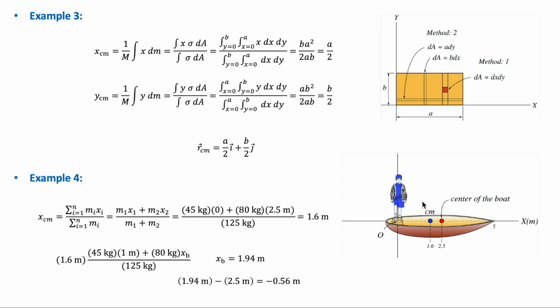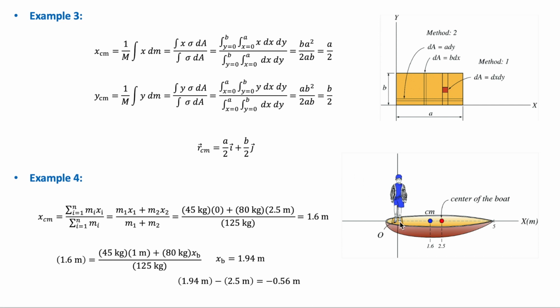So suppose now that the boat is a symmetric homogeneous object where its center of mass is located at its geometric center. So the center of mass of the boat is at a distance of 2.5 meters from the origin. And so the center of mass of the whole system can be found from this equation, which is located at 1.6 meters from the origin.